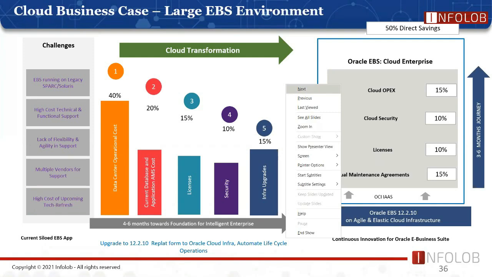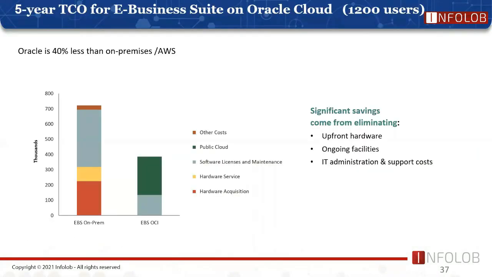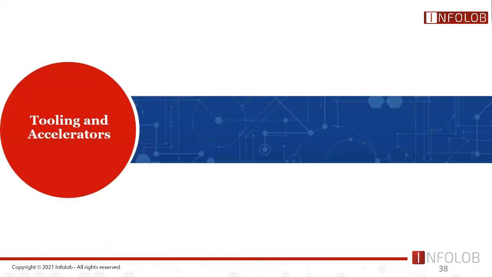But to summarize, in the next slide, let me talk about an Oracle slide, a 5-year TCO of what Oracle has done for E-Business Suite on Oracle Cloud for 1,200 users. It costs 40% less than on-premise if you're running EBS on OCI. And compared to AWS also, it's definitely cheaper, because we are significantly saving upfront hardware, ongoing facilities, IT administration and support costs, and automation, which I spoke about, also reduces a lot of labor cost. Do more with less is the concept.